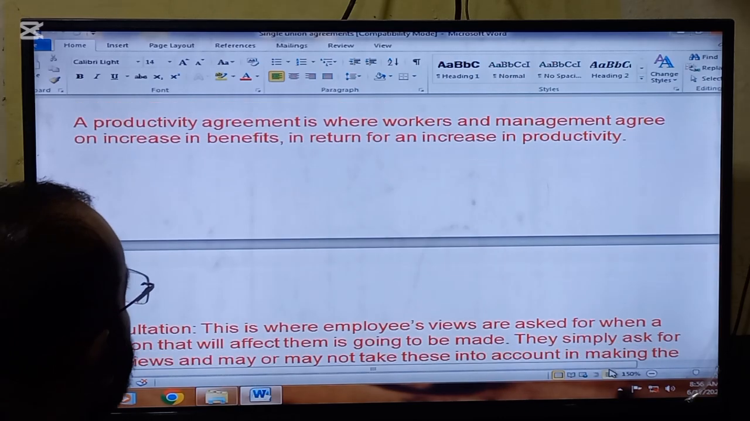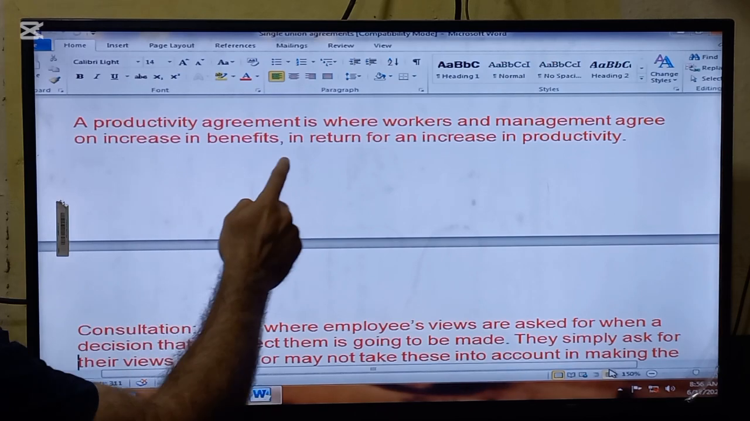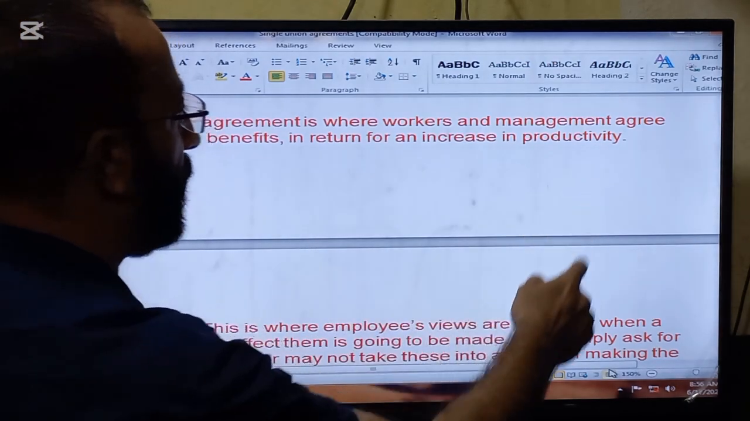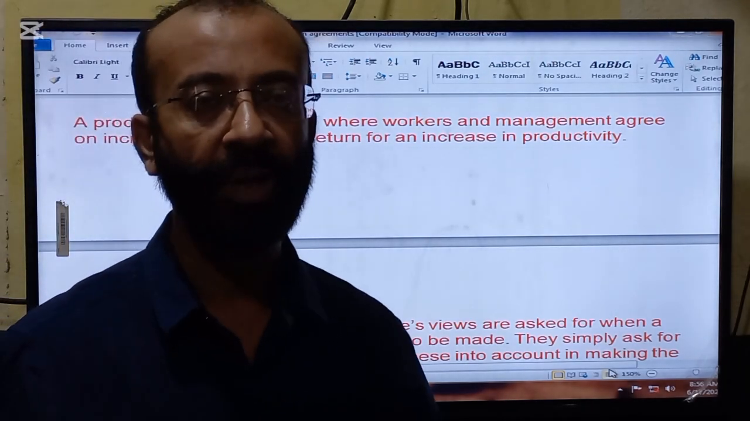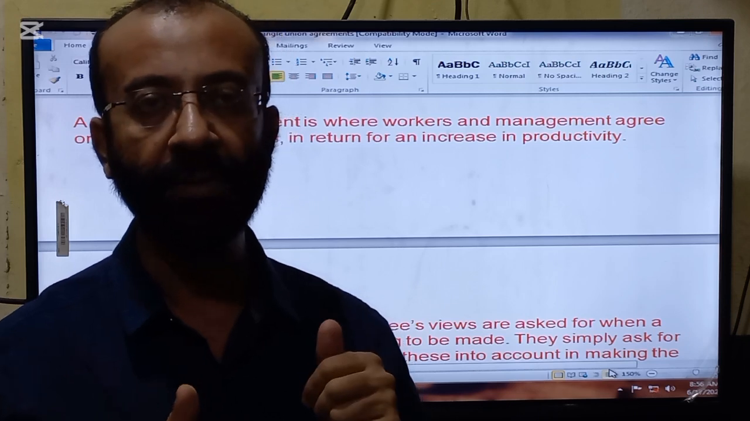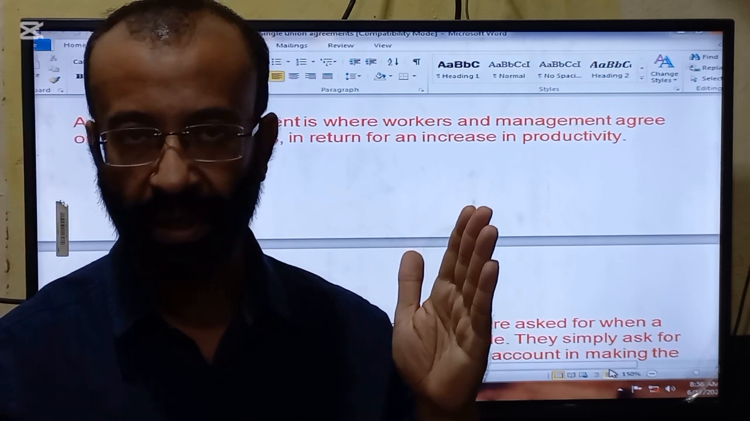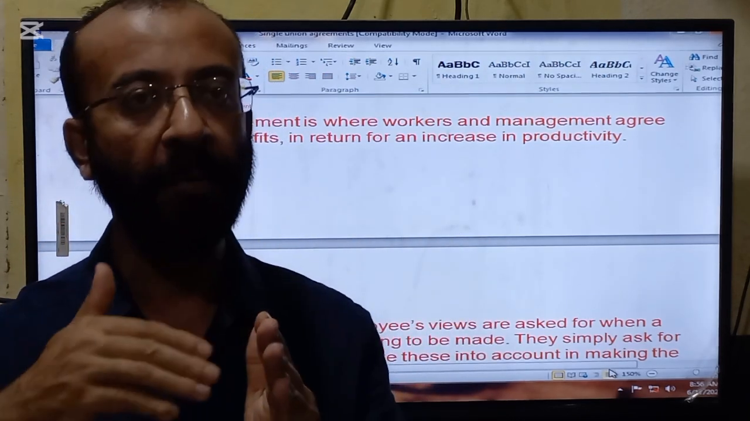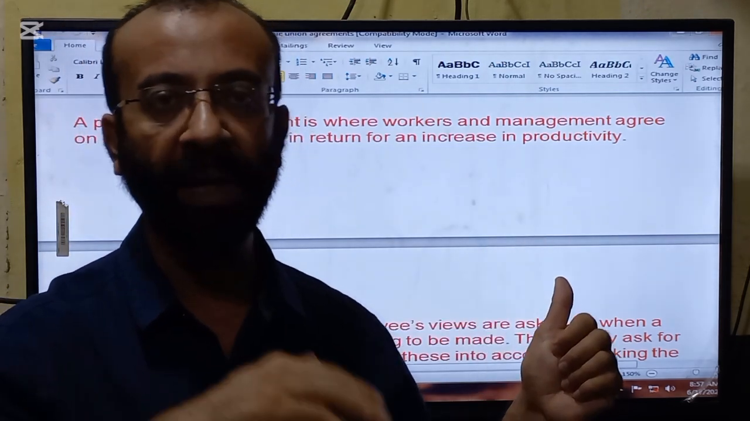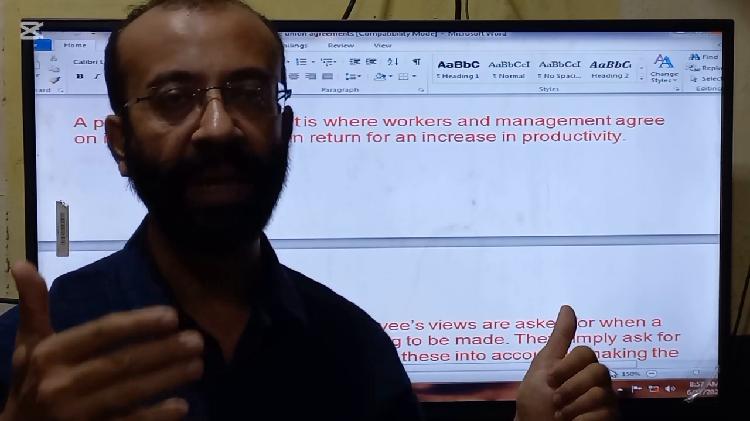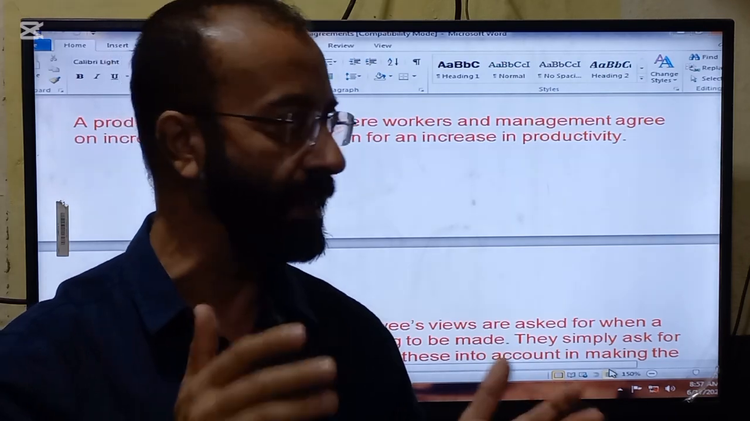A productivity agreement is where workers and management agree on an increase in benefits in return for an increase in productivity. So this is a very important term. A productivity agreement is a term which is used when an agreement is made between the employers and the employees that employees will produce more, and in return employers will give them more benefits, maybe in the form of wages or bonuses, etc.